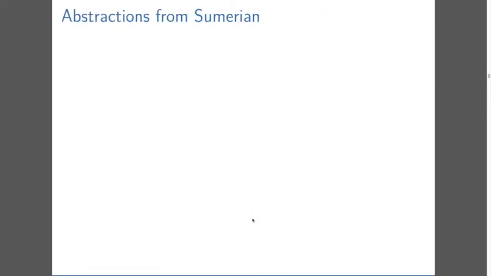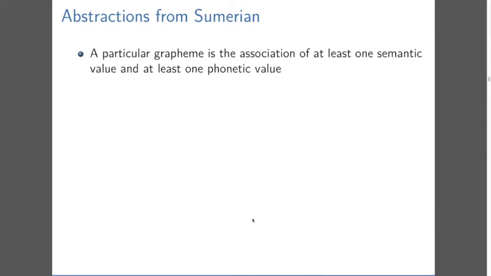Let's now develop some abstractions about how Sumerian works. So a particular grapheme is associated with at least, because it usually will be more than one, but at least one semantic value and one phonetic value. So using a notation that William Boltz puts forward, that's quite straightforward, you can think of the sign as kind of plus S and plus P.